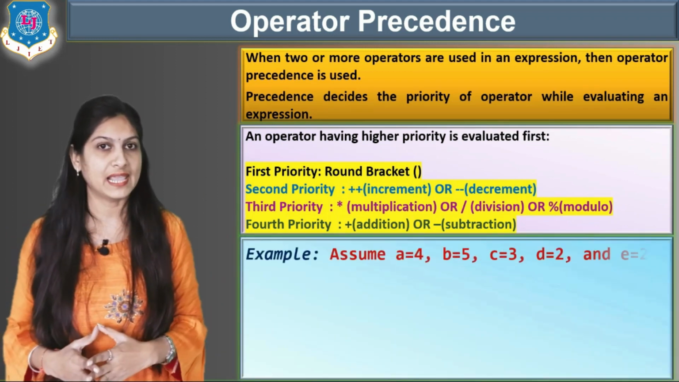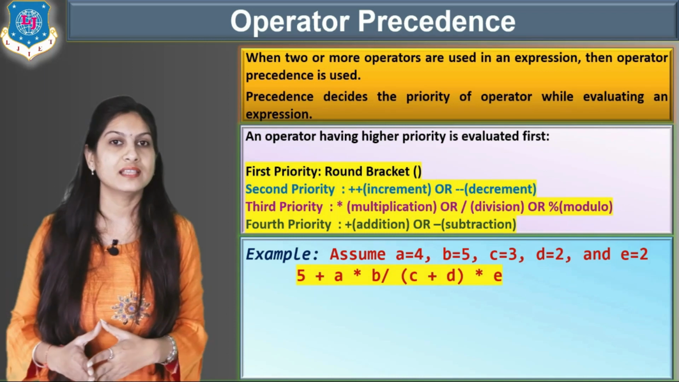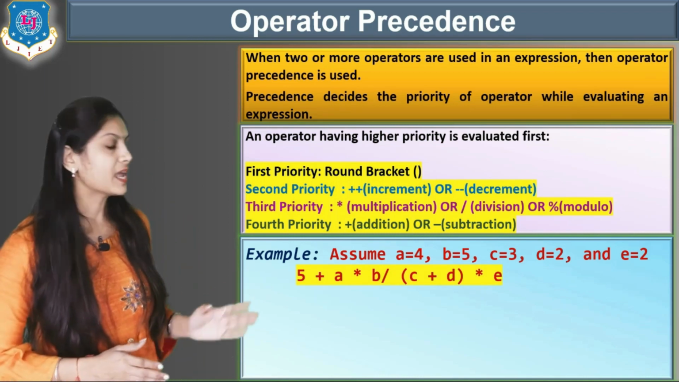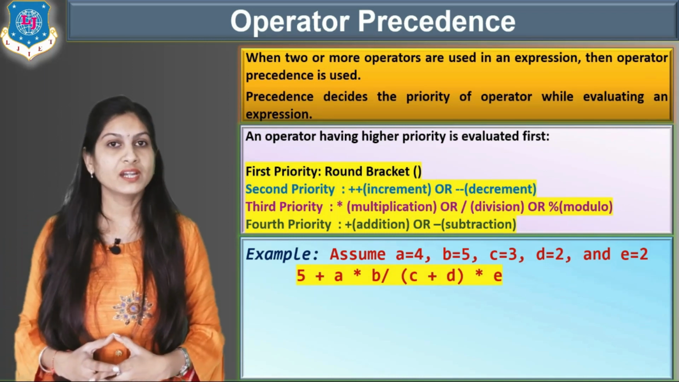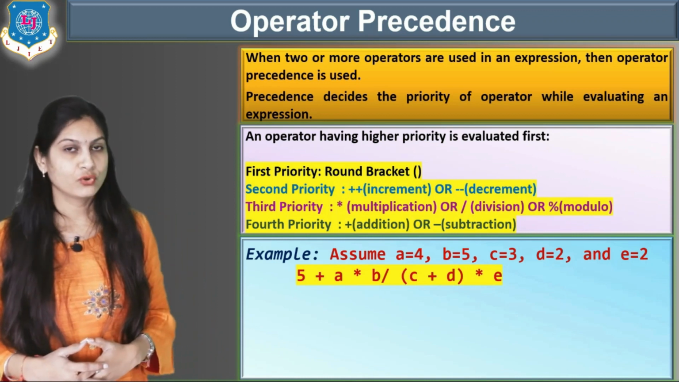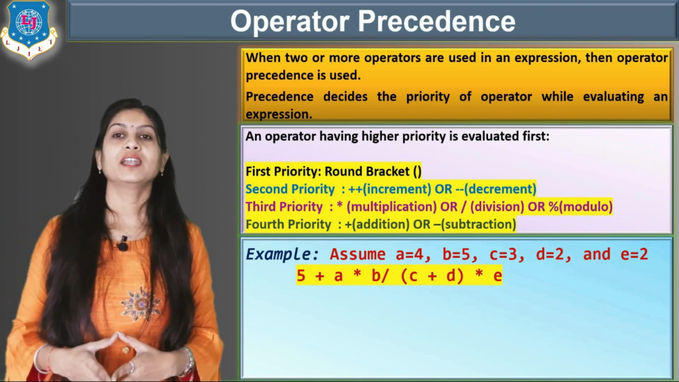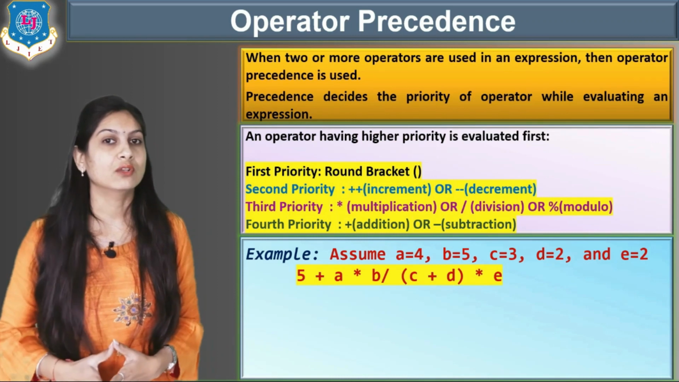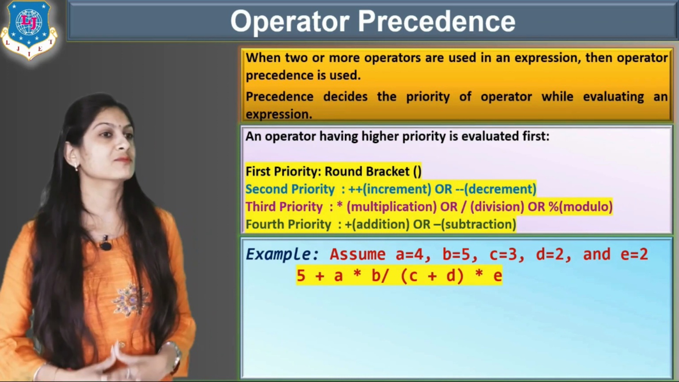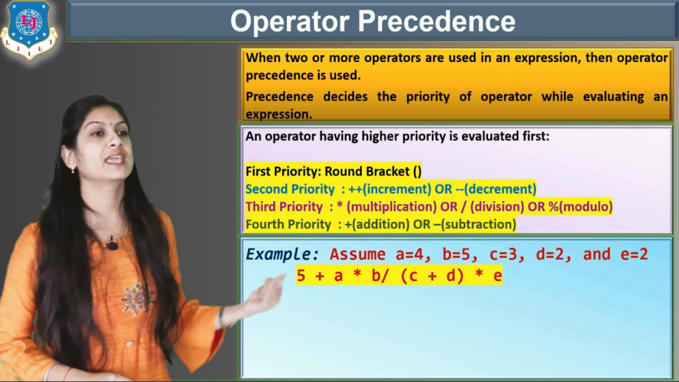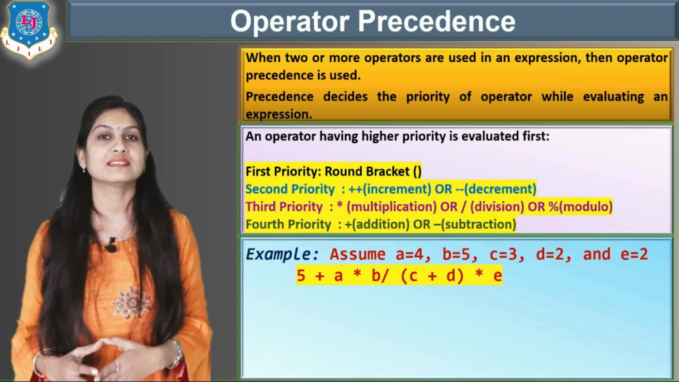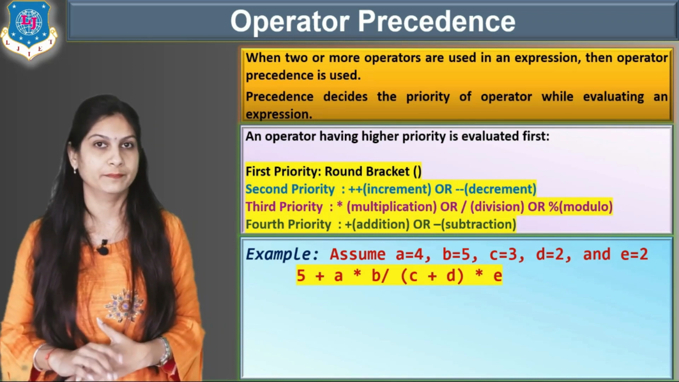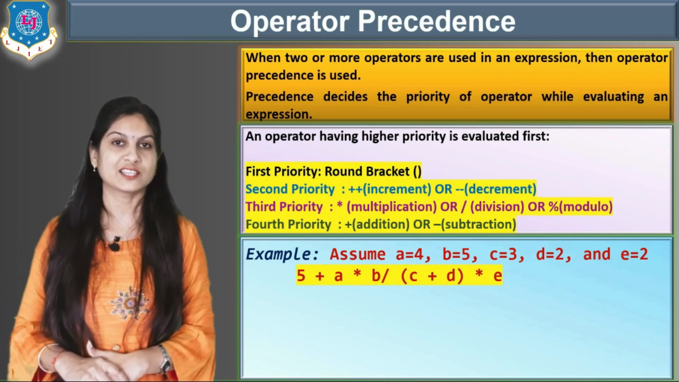Now take one simple example for understanding this theory very well. Here I am assuming different variables: a equals 4, b equals 5, c equals 3, d equals 2 and again e equals 2. And our expression is 5 plus a into b divided by (c plus d) into e. So how can we solve this expression?